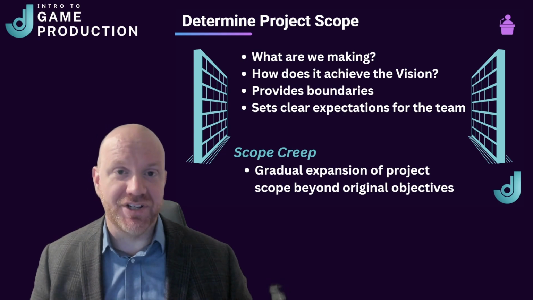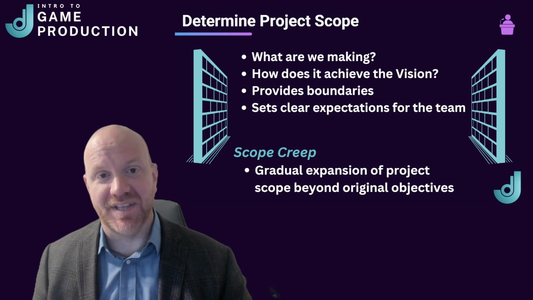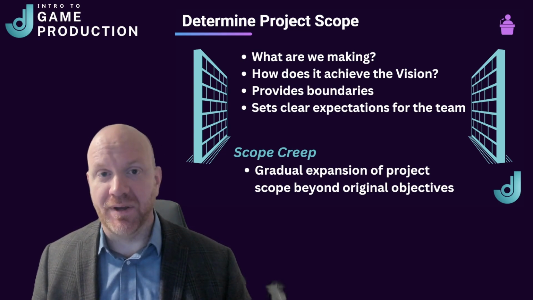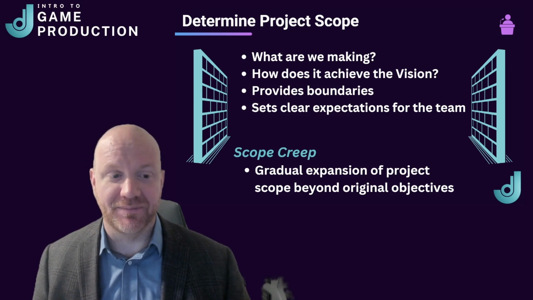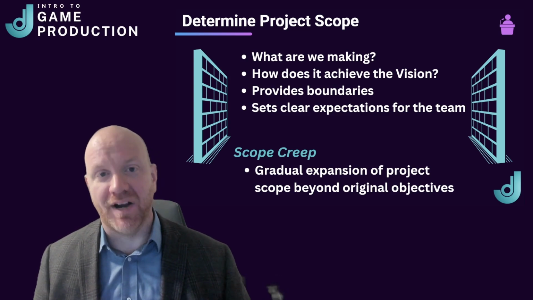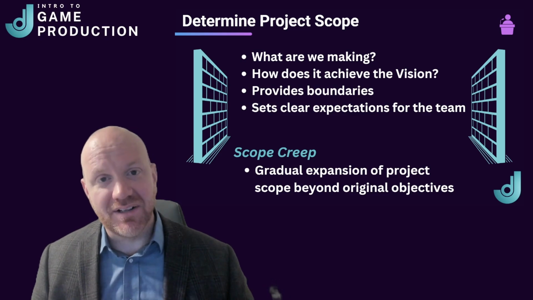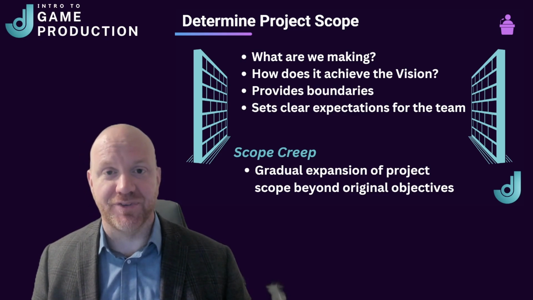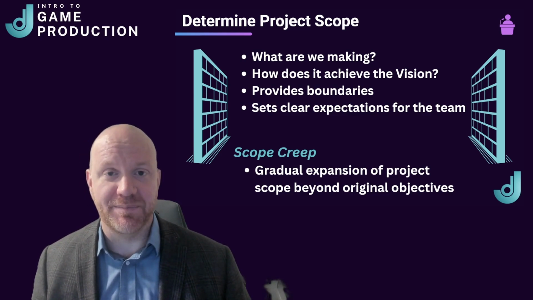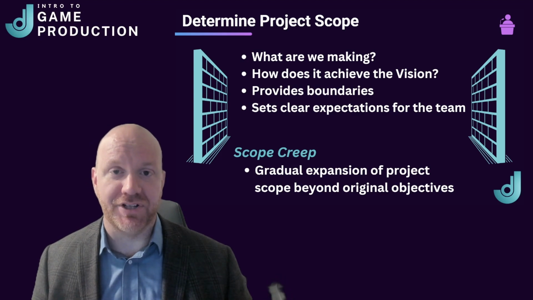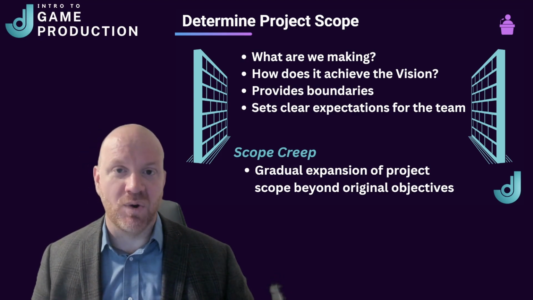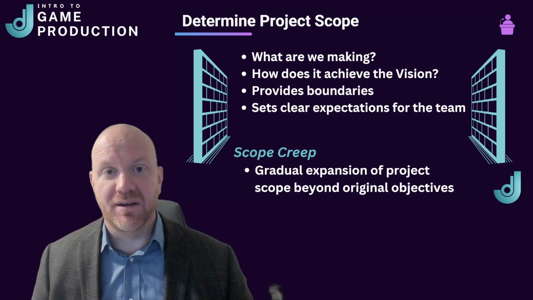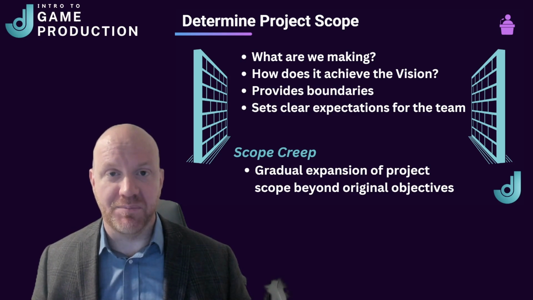Now, on the other side of that is the project scope. So if the vision is the why, the scope is the how. With the scope, you're going to determine what we are making and how it helps achieve the vision. The scope typically provides boundaries to your project, and it sets clear expectations for the team that every decision being made falls within the project scope and helps to achieve the vision. You can think of it as walls around your project that keep it from expanding beyond the objectives.